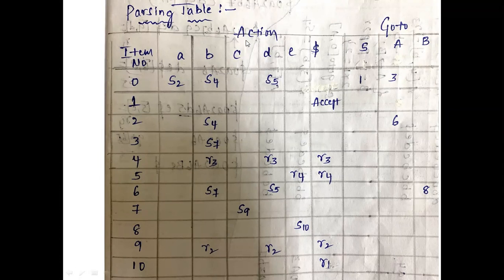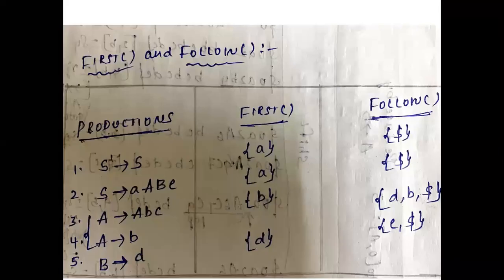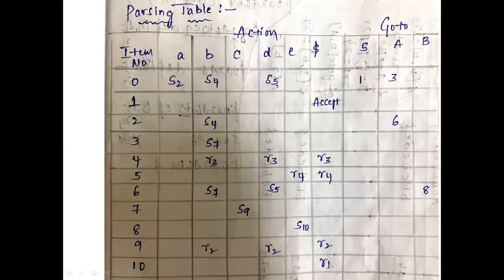And the action column consists of all the terminals along with the dollar from the given grammar. Here we are considering the grammar G, not the grammar G dash. From the given grammar G, we are writing all this. From the given grammar, the terminals are A, B, C, D, E, and along with the dollar. These are all the terminals: A, B, C, D, E, dollar.